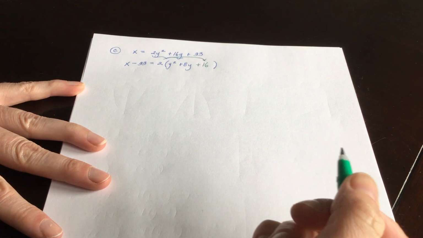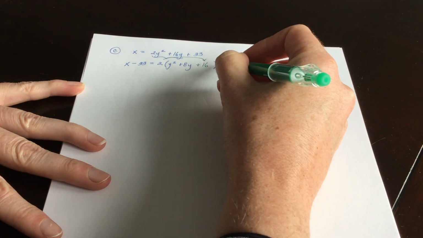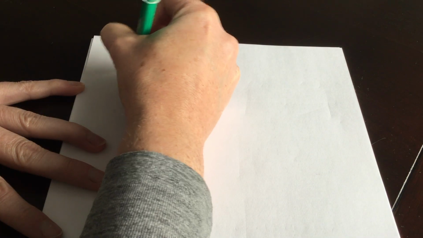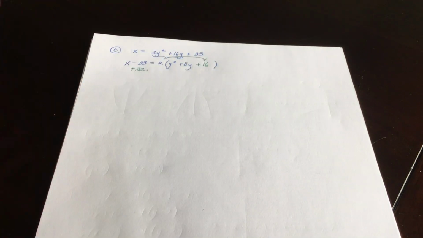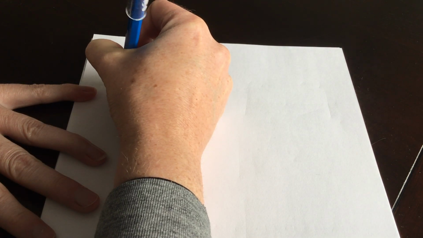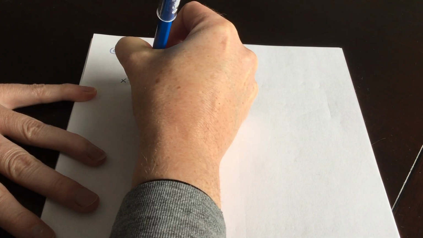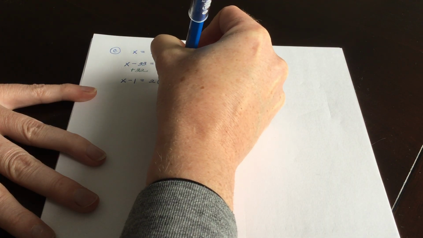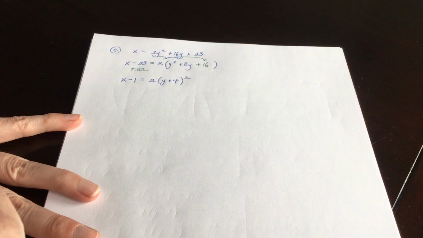So there are 2 ways to balance that. You could subtract 32 off on the same side of the equation, or you could add 32 to the other side. And that's what I'm going to choose to do. So now what do I have? I have x minus 1 on the left side, and I have 2 times the quantity y plus 4 squared on the right side.